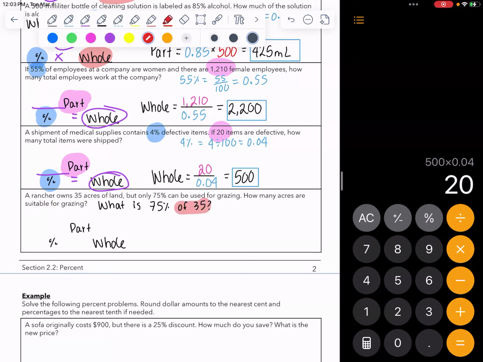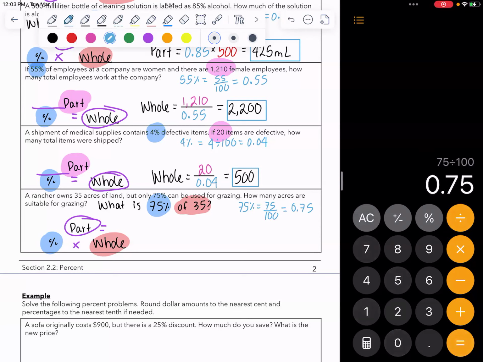I see the "of," so that's a whole. I have a percentage. I'm looking to find a part, which is equal to percent times the whole. Taking my percentage, 75%, dividing that by 100, you'll get 0.75, right? 75 divided by 100 is 0.75. The part is equal to the percentage, 0.75, times 35. And we're rounding to the nearest tenth here, 26.3. 26.3 acres can be used for grazing. There it is.